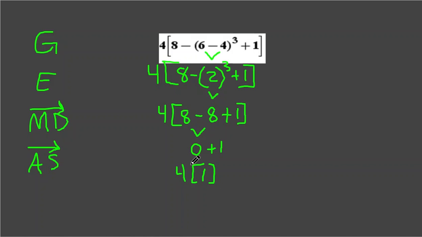Okay, when a number is next to a parentheses or next to a bracket, that means multiply. So 4 times 1 gives me 4, and that is my final answer.